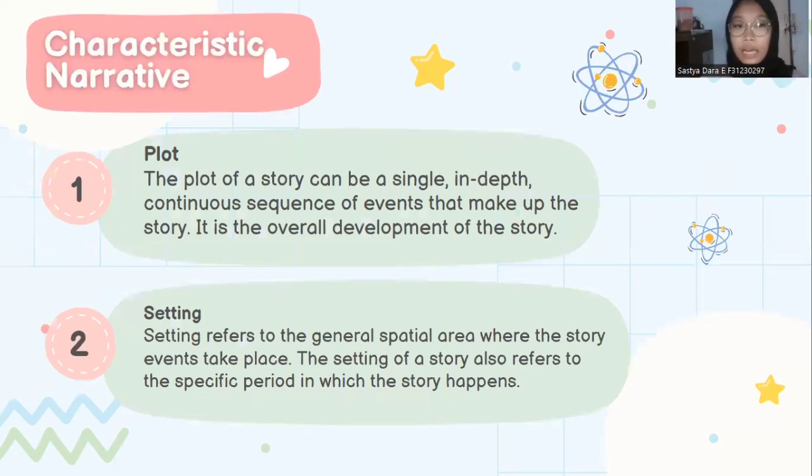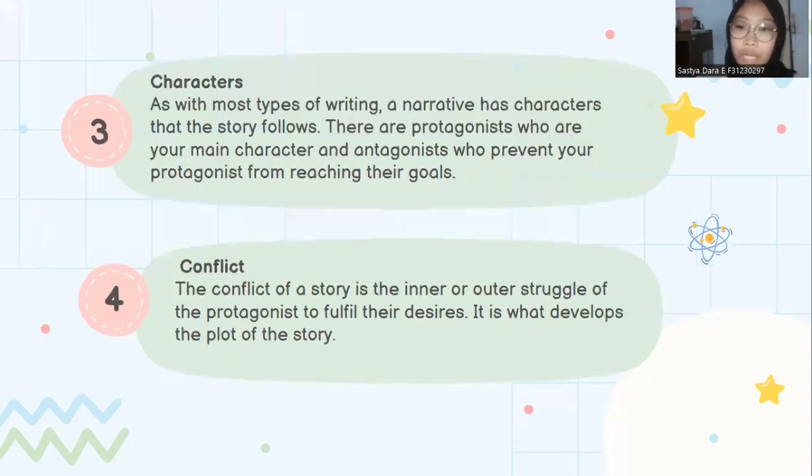Narrative has characteristics. 1. Plot. The plot of the story can be a single, in-depth, continuous sequence of events that make up the story. 2. Setting. Setting refers to the general or specific area where the story events take place. 3. Characters. As with most types of writing, a narrative has characters that the story follows. 4. Conflict. The conflict of a story is the inner or outer struggle of the protagonist to fulfill their desires.